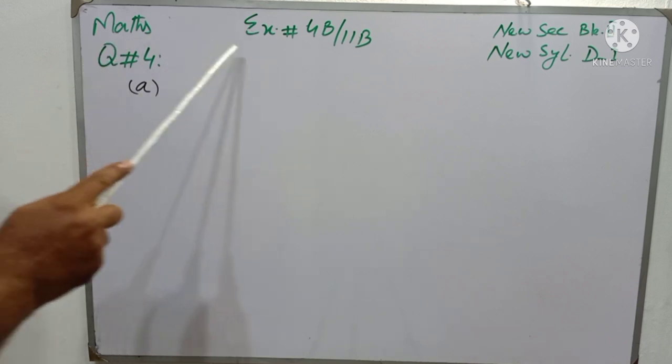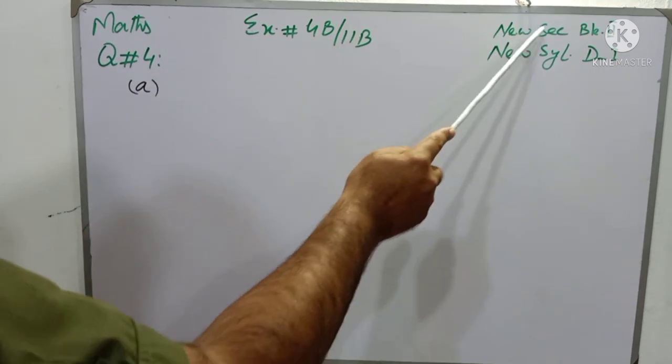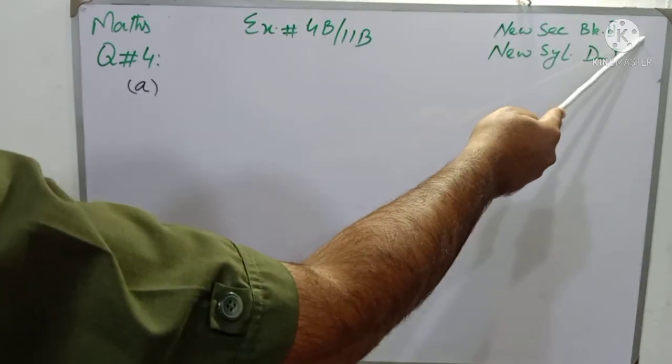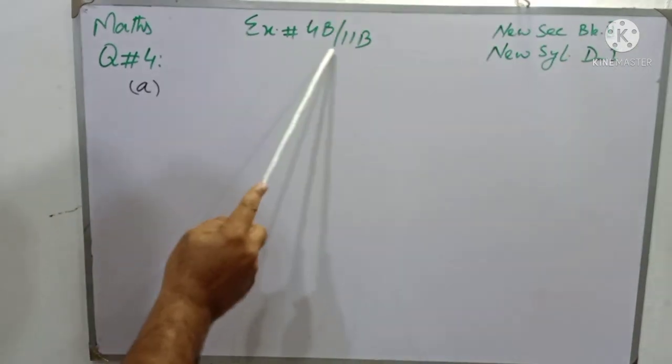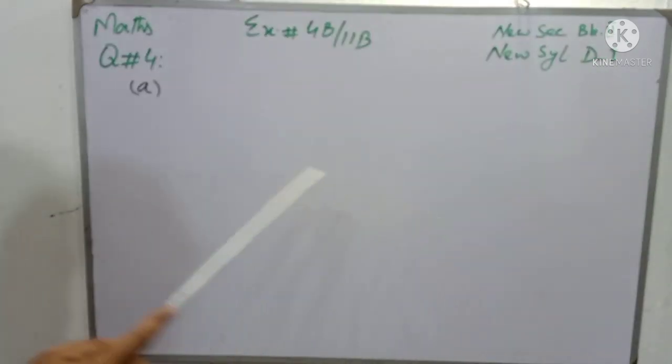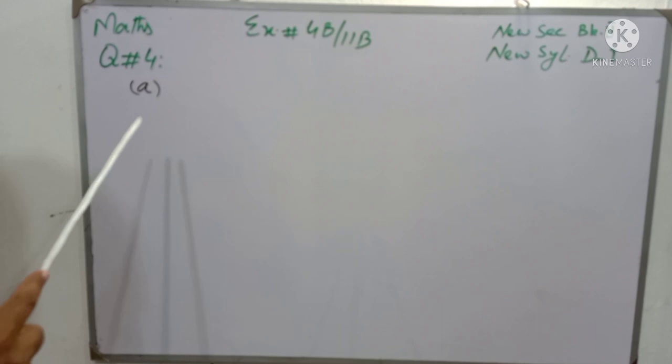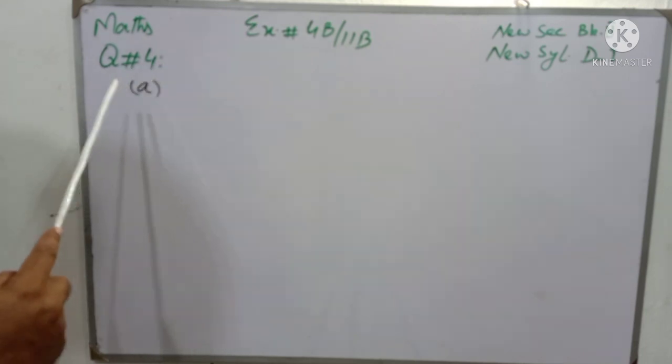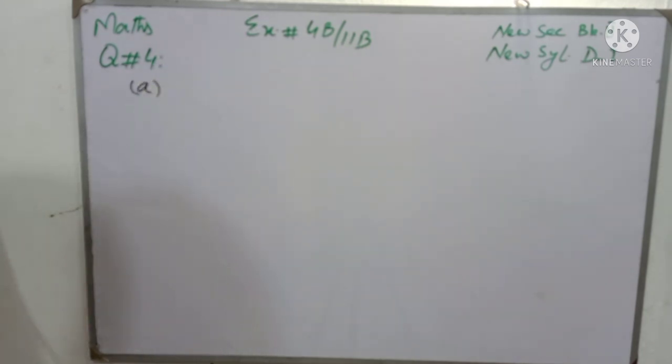Dear students, mathematics exercise 4b for new syllabus mathematics book 2 class 7 students, and exercise 11b for new syllabus mathematics D1 for A level O level students. And question number 4 is: find the values of unknown in each of the following squares.